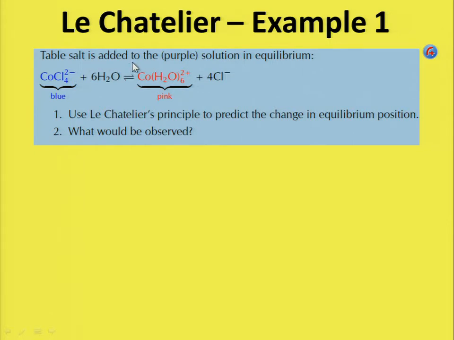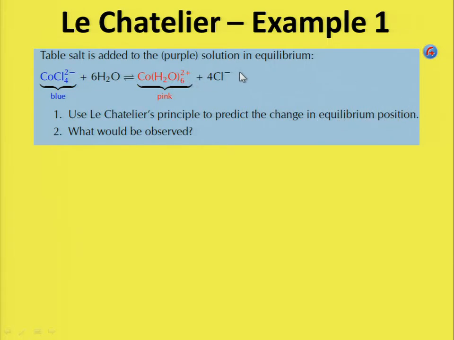Table salt is added to the purple solution in equilibrium. So this reaction is in equilibrium, and then you have your disturbance. The disturbance is now table salt. Now they ask, use Le Chatelier's principle to predict the change in equilibrium position.